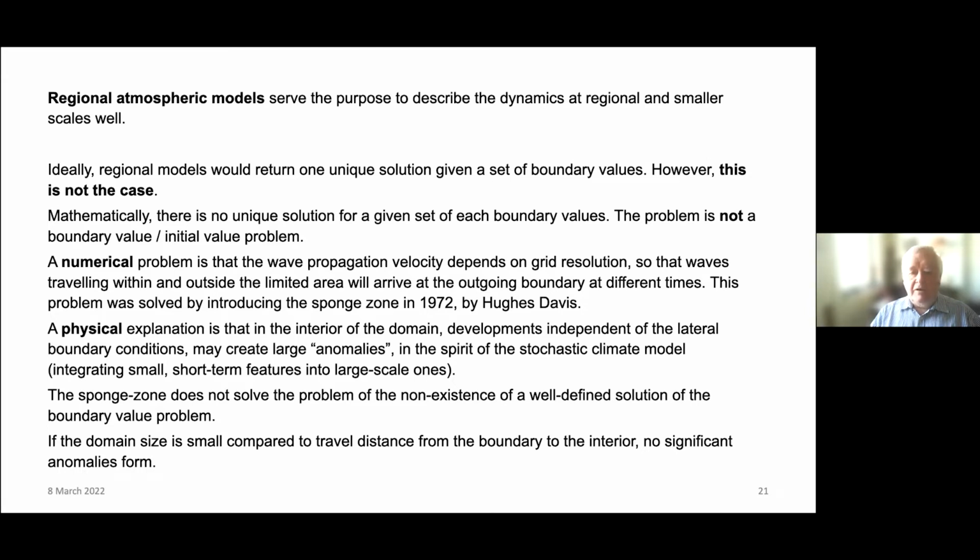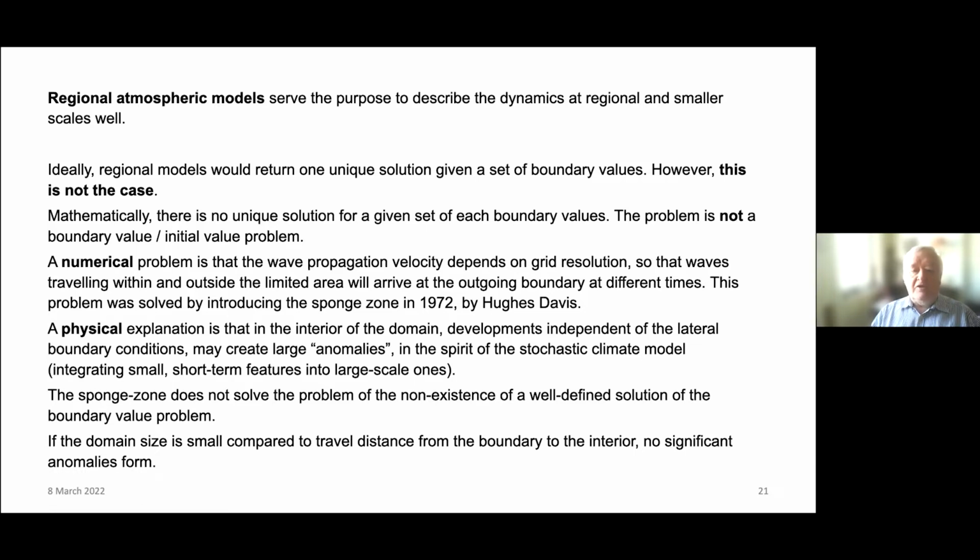There is a numerical problem, namely that the wave propagation velocity depends on the grid resolution, so that waves traveling within and outside the limited area will arrive at the outgoing boundary at different times. This problem was solved by suggesting the so-called sponge zone in 1972 by Hugh Davies. But this is not the overall problem. So this is not giving us unique solutions.